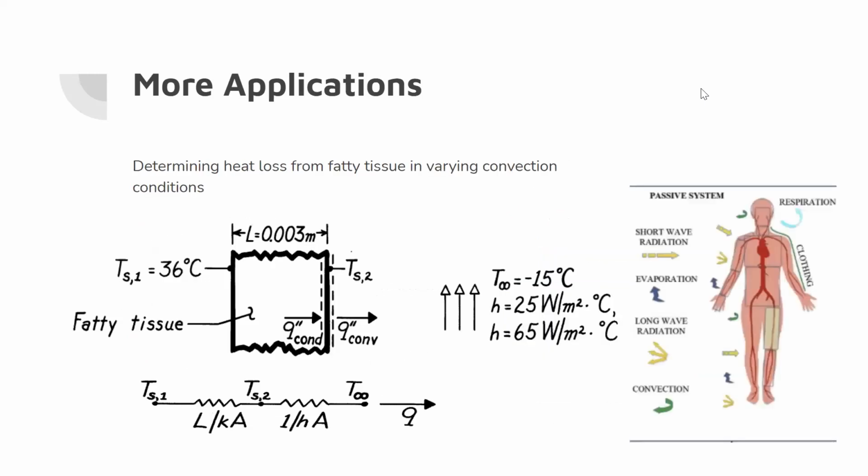And our last application of this model actually relates to the human body. So we can use the thermal resistance circuits model to model the steady state heat transfer through fatty tissue in varying convection conditions, like a calm or windy day, for example. And we can see the corresponding thermal resistance circuit. It's shown in the slide as well.